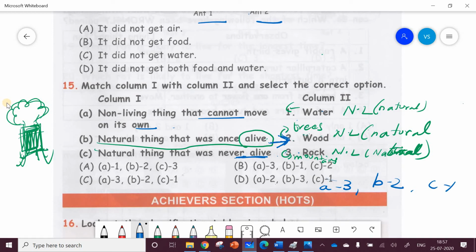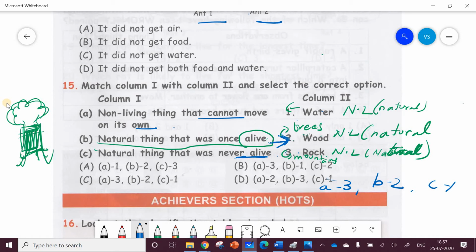So do you see this option anywhere? A3, B2, C1? I'm going to check it. A3, found it. B2, can't find it. Let's check the starting one. This is not the answer. It is the C answer. The C is the answer.